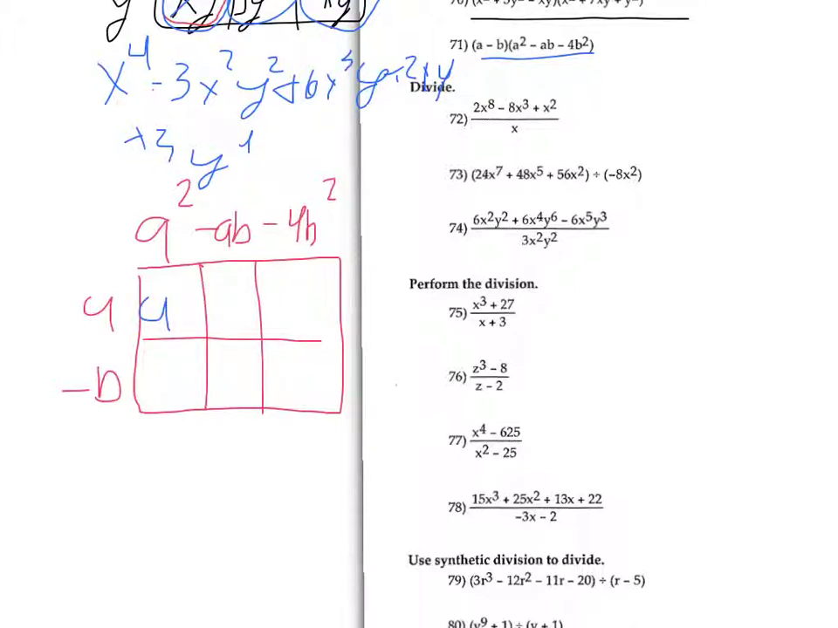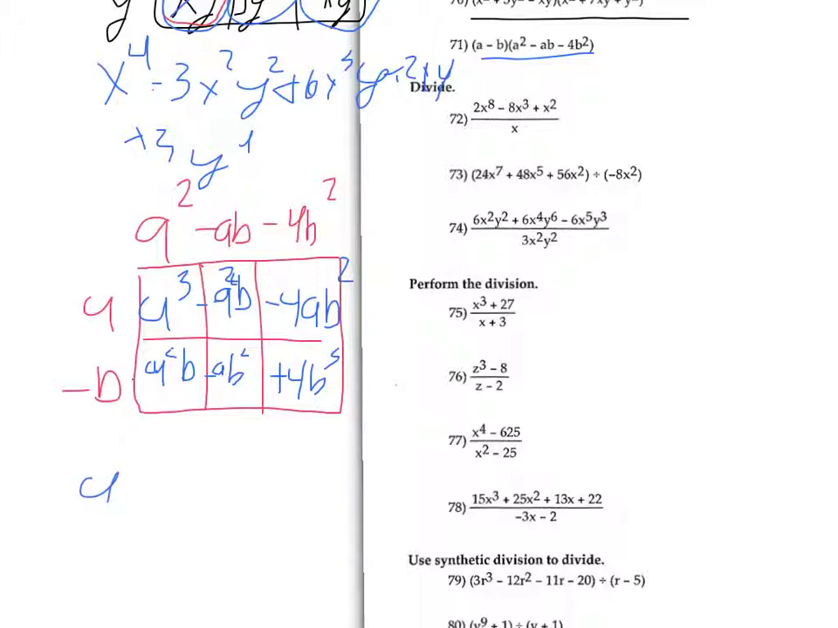So this is an a cubed, negative a squared b. Here we have a negative 4ab squared. And I just write these all alphabetically. So here we have negative a squared b. Here we have negative ab squared. Here we have a positive 4b cubed.